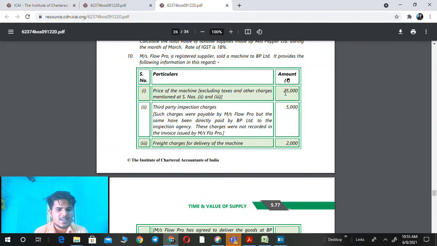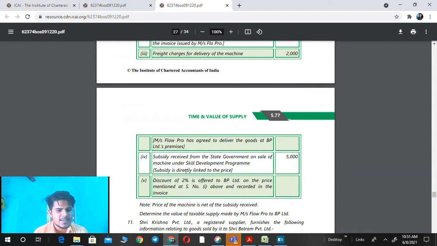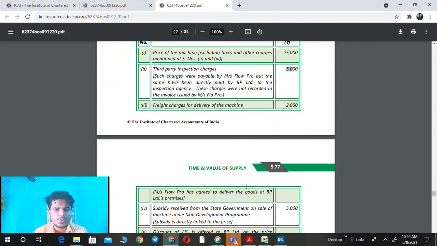So third party inspection charges are to be part of the transaction price, so we add back 5,000, and freight charges for delivery of the machine. The supplier has agreed to deliver the goods at BP Limited premises, so 2,000 is also added back to the transaction price. And the subsidy amount we should not include, because it is already adjusted, already deducted, so there are no adjustments. And the discount is 2% offered to BP Limited on the price mentioned in serial number 1 above and recorded in the invoice. So it is already recorded in the invoice, so we deduct the 2% discount amount.